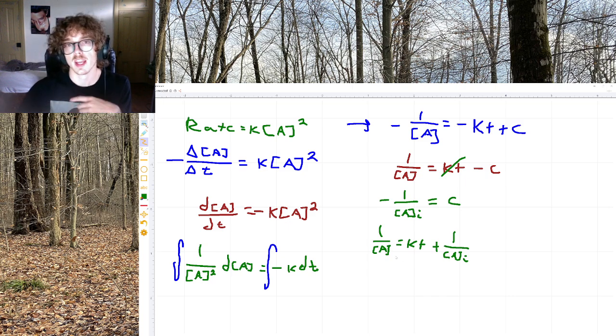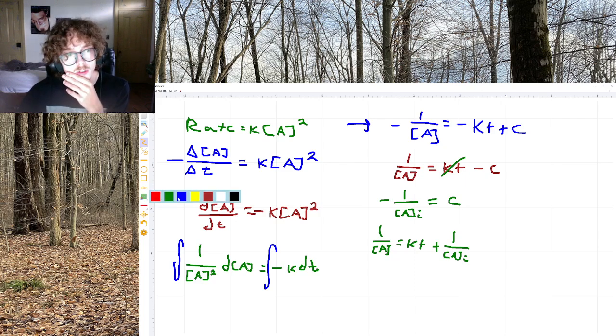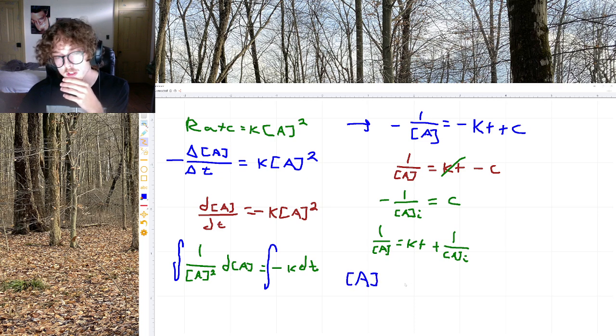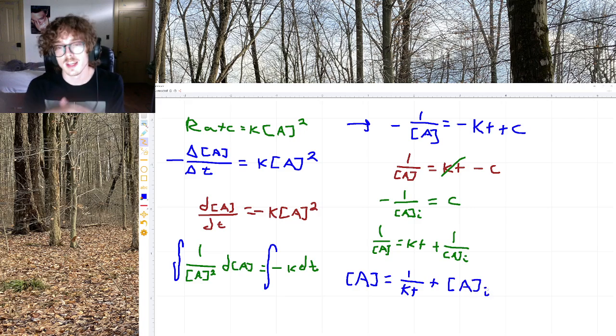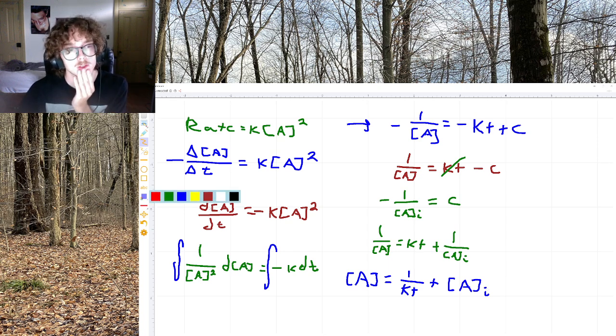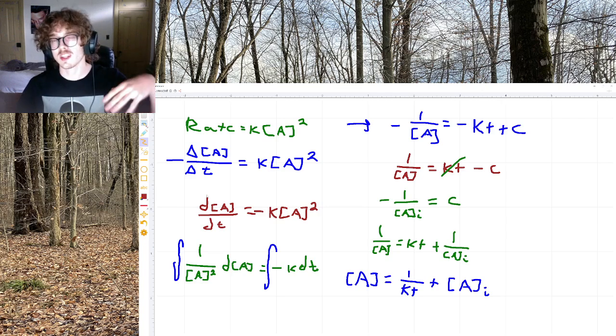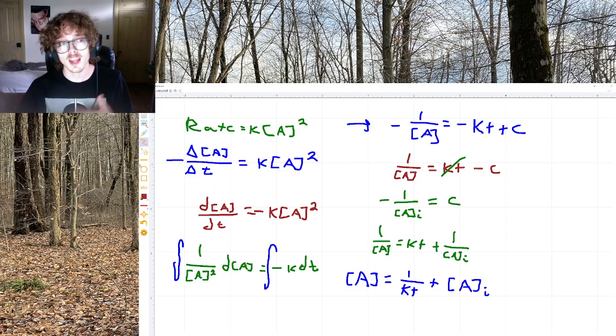So we're going to reciprocate everything. 1 over concentration A is actually equal to the concentration of A, and all you have to do is reciprocate everything. So 1 over kt plus our initial concentration. That's where we get the second rate law. You'll see it one of two ways, same with the last one. You'll either see it in that ln form or that simplified form. I like the simplified form. It's a lot easier to solve.